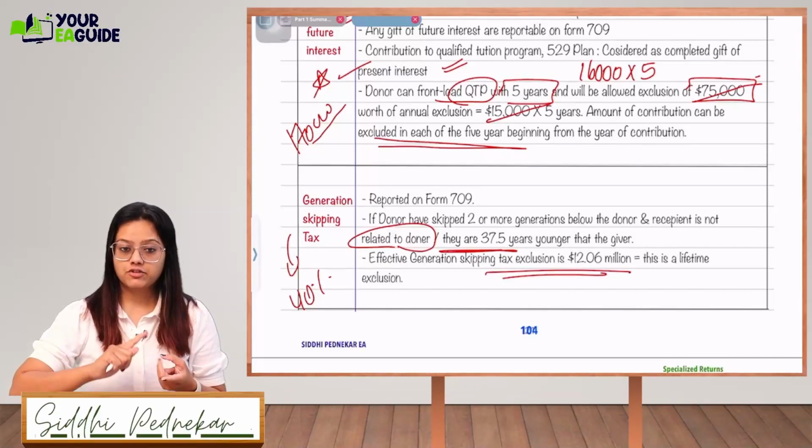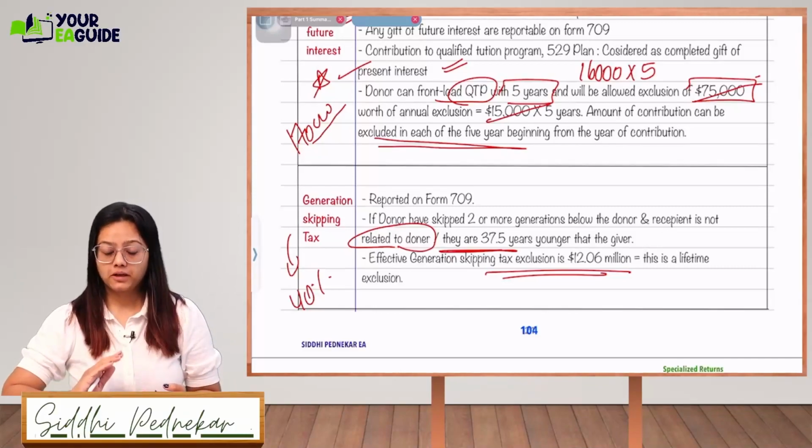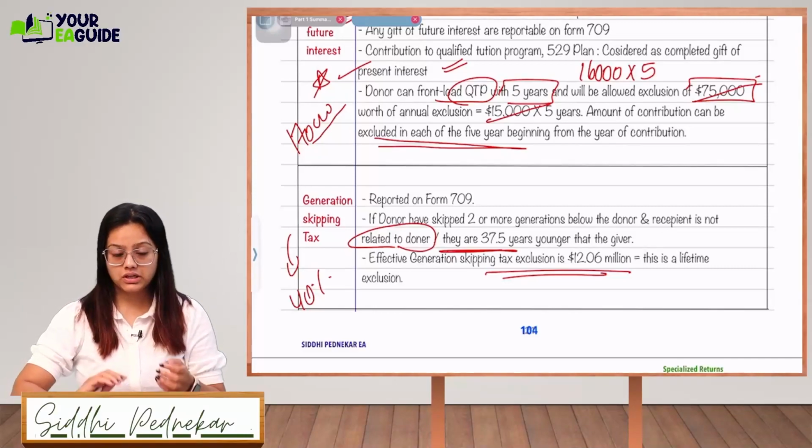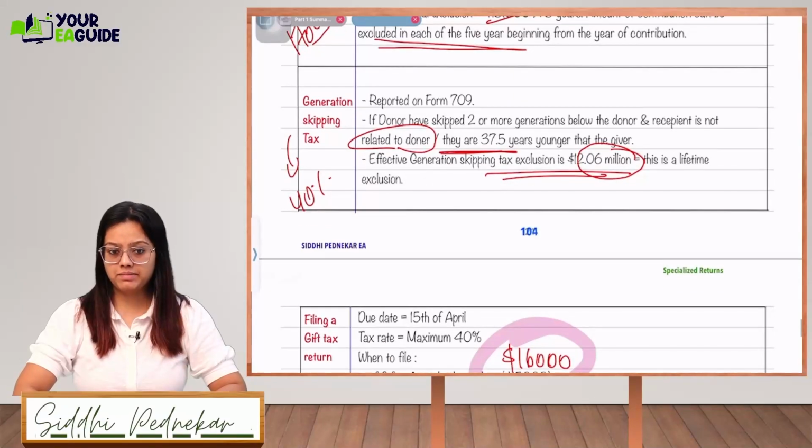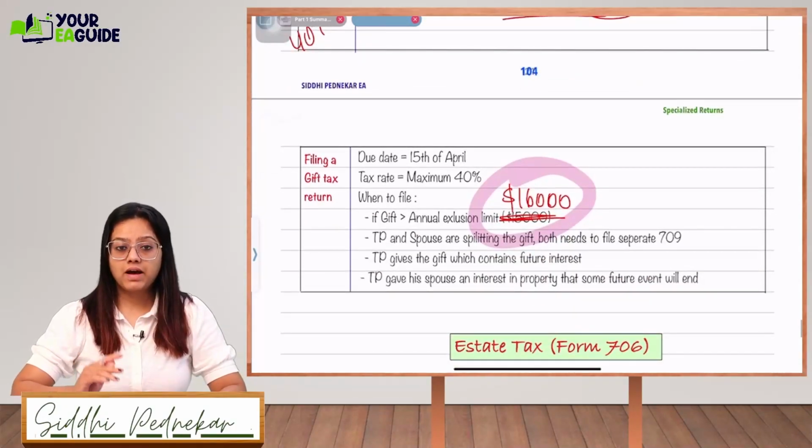For gift tax and GST, all of those you can take the annual exclusion, and it can also be taken as a lifetime exclusion of 12.6 million. This is a lifetime exclusion. Okay. Next is filing a gift tax.